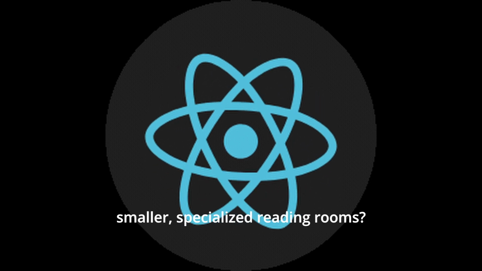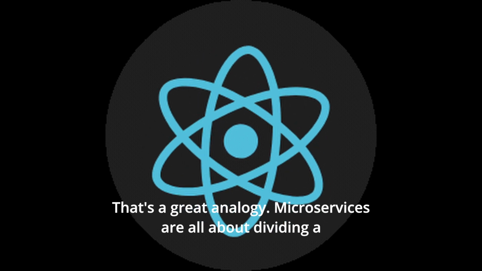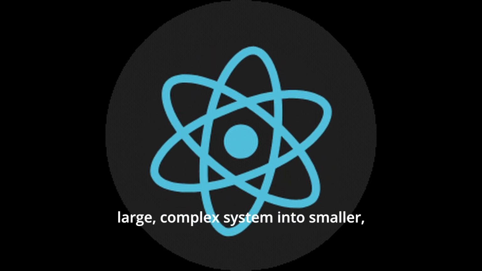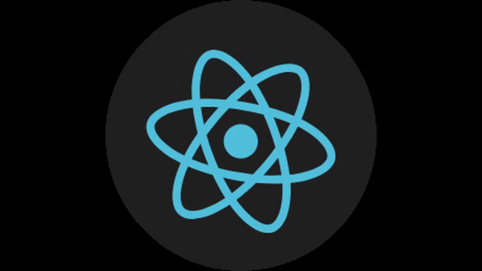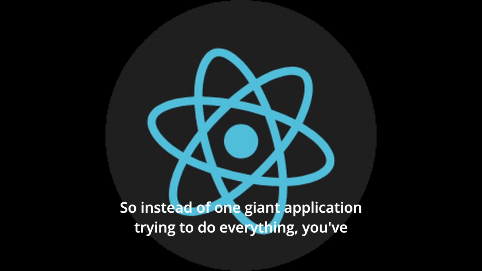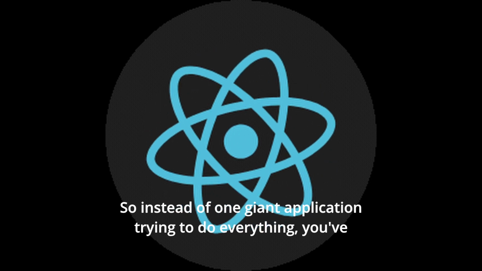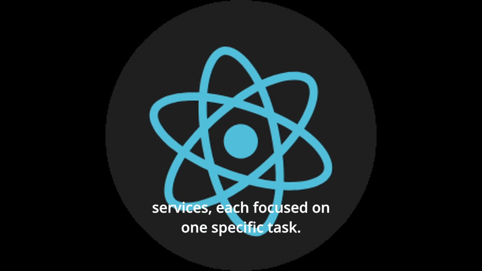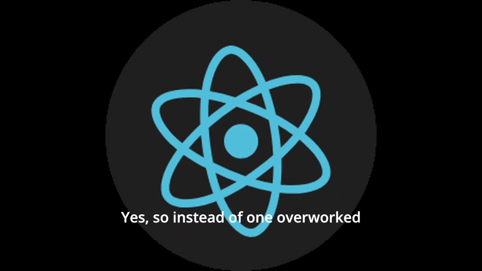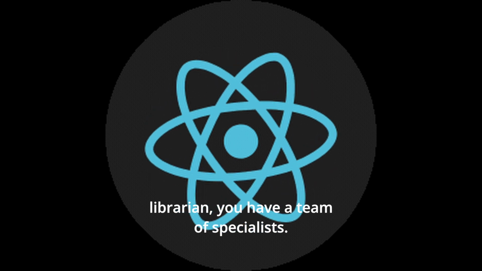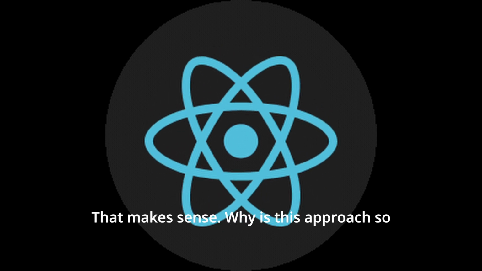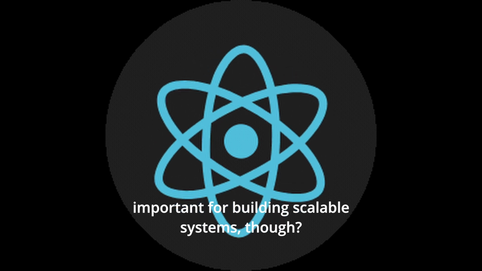Okay, so are microservices like breaking down that massive library into smaller, specialized reading rooms? You got it. That's a great analogy. Microservices are all about dividing a large, complex system into smaller, independent services that can work together. So instead of one giant application trying to do everything, you've got this network of smaller services, each focused on one specific task. Yes, so instead of one overworked librarian, you have a team of specialists.